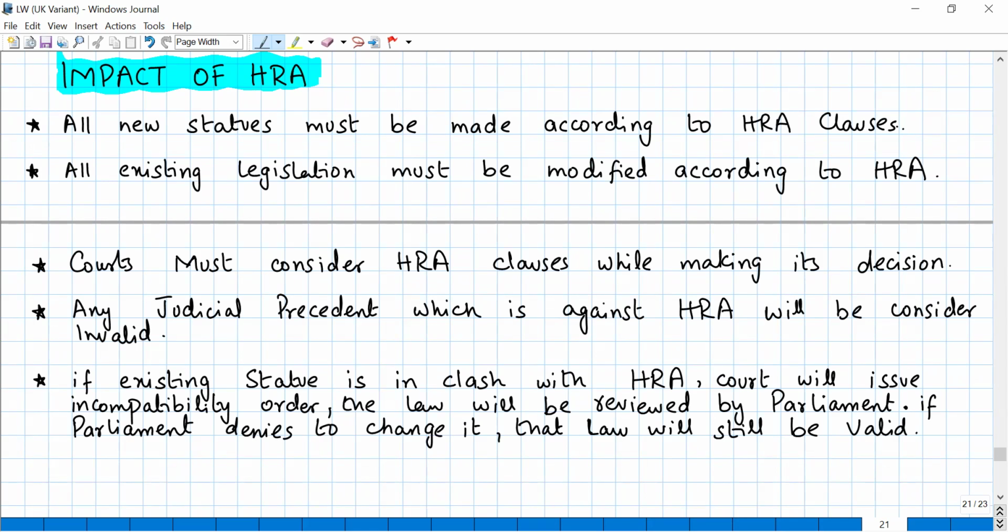We just talked about the sovereignty of Parliament, right? Parliament can make any law they want. So even if the court has issued an incompatibility order regarding any existing statute and Parliament is not willing to change that statute, then that law will still be valid even with the incompatibility order. So this is the significance of the Human Rights Act in the legislation of the UK.